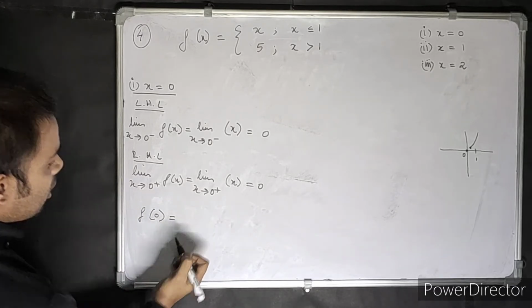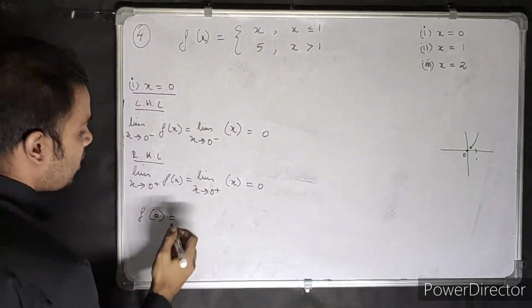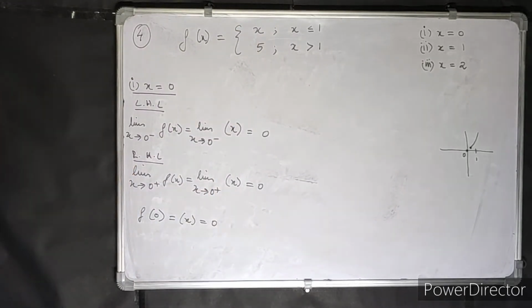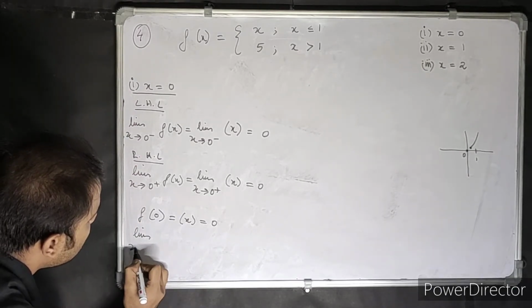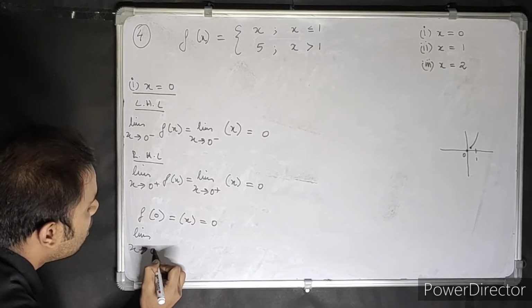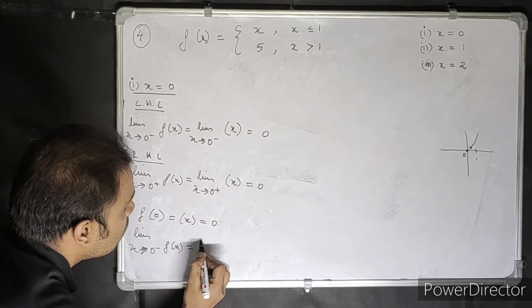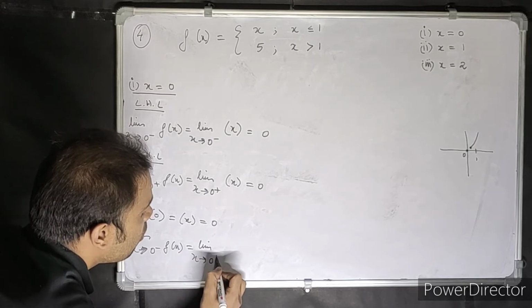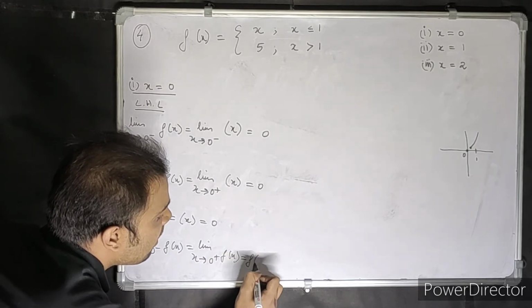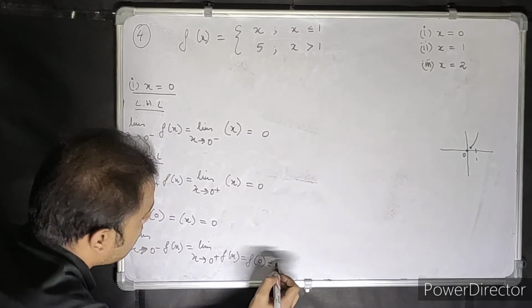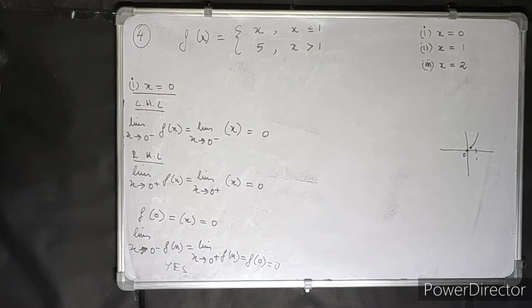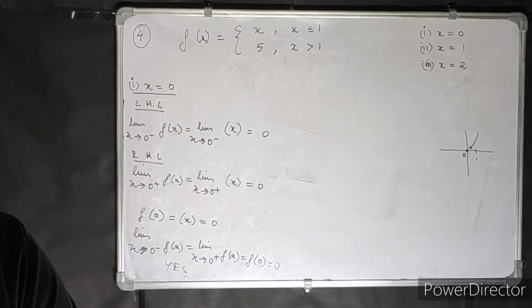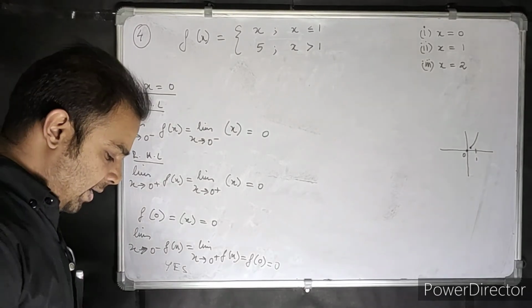Now f of 0. So f of 0, 0 is less than 1. Again you will use this function, that is x, which is 0. So you can check that the function is continuous at x equal to 0. So limit of x tends to 0 minus f of x is equal to limit of x tends to 0 plus f of x is equal to f of 0, which is equal to 0. So yes, the function is continuous at x equal to 0. Let me check the answer for part 1. Question number 4, part 1. Yes, it is continuous at x equal to 0.